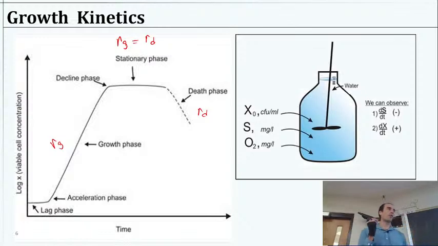Related to this, and we'll come back to this in a little bit, the thing we really care about for our treatment is at what rate we are consuming the waste. So there's a rate of substrate utilization that we can derive from this growth rate. Not pictured here is the rate of substrate utilization.